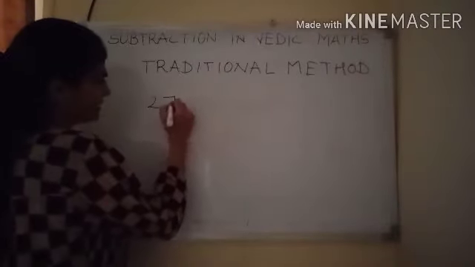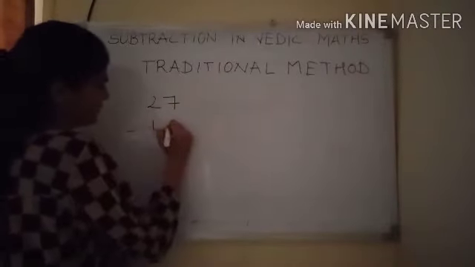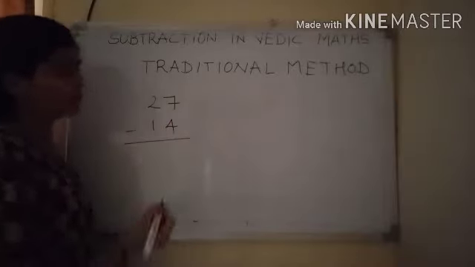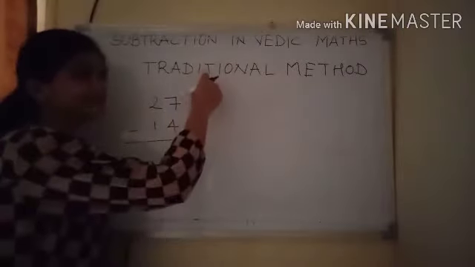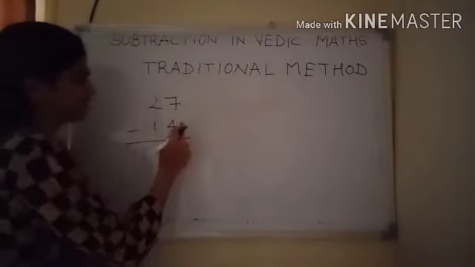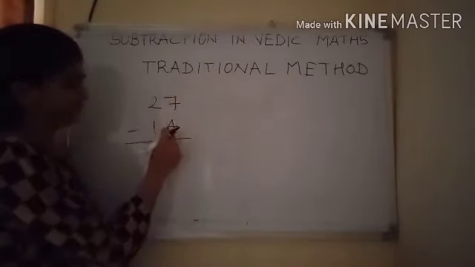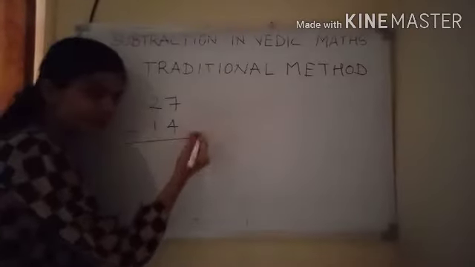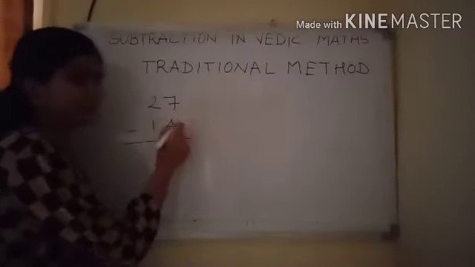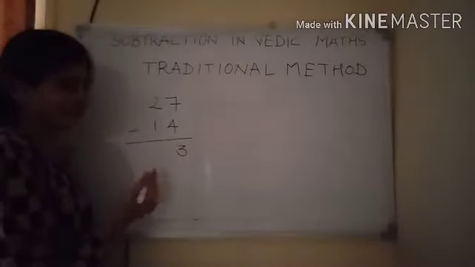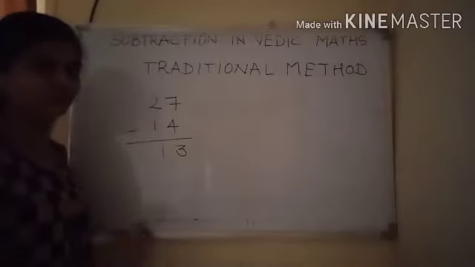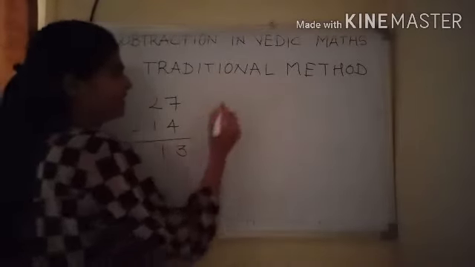One example is 27 minus 14. Keep in mind we are doing it with the traditional method, traditional mathematics, okay? That is 7 minus 4. We used to start from the right hand side, right? 7 minus 4 is 3. 2 minus 1, that is 1. Here no borrow, just simple subtraction, right?